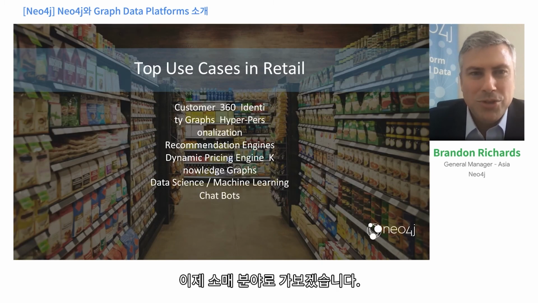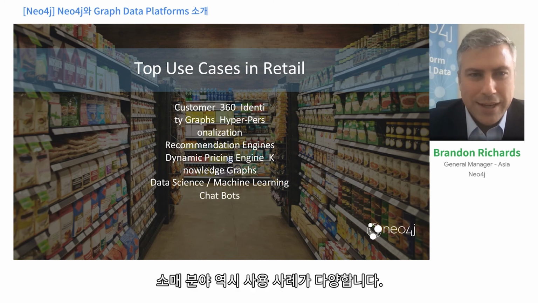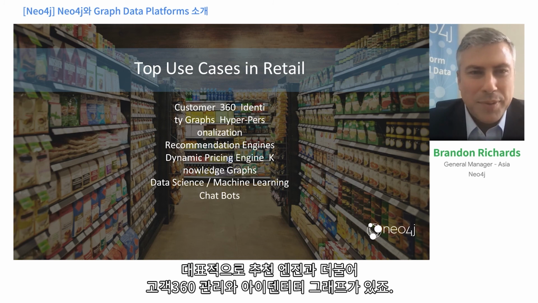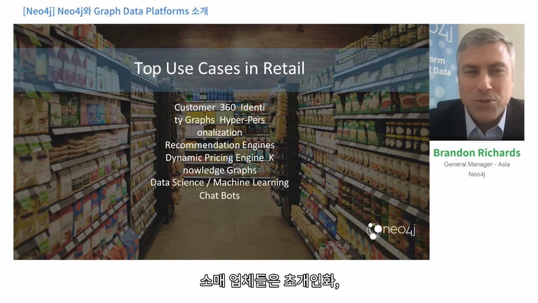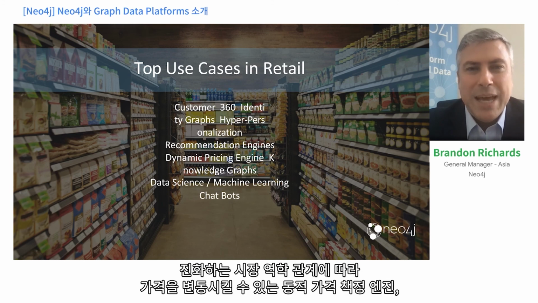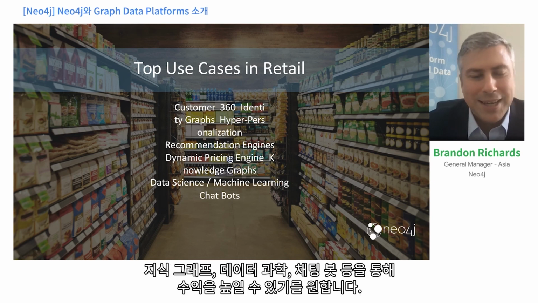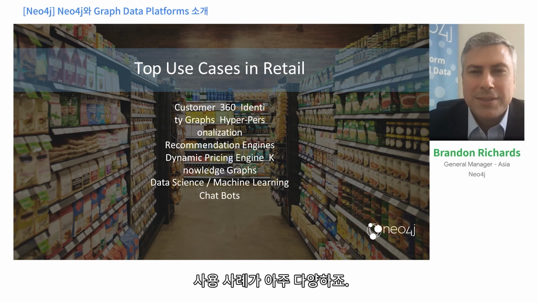Now I want to jump to retail. So lots of use cases in retail. As you can probably imagine, Customer 360 and identity graphs are top of the list, along with recommendation engines. They want to drive more revenue, or hyper-personalization. Dynamic pricing engines, being able to change based on evolving dynamics that are happening in the marketplace, or knowledge graphs and data science, chatbots, lots of different use cases.